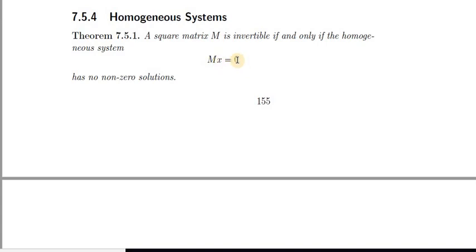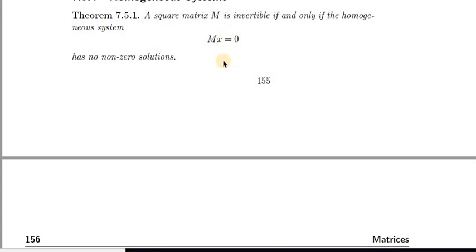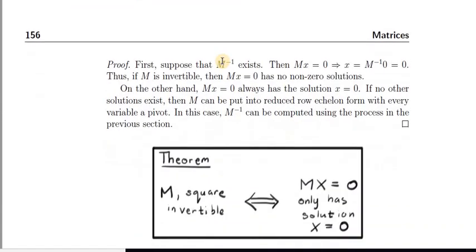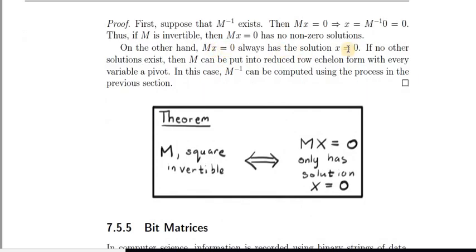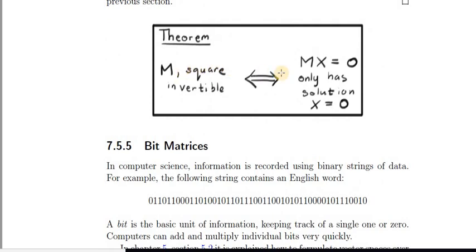So if M is invertible, then it can be shown right away that the solution to this system must be x equals 0. Now, in fact, you can go the other way: if the only solution of Mx equals 0 is x equals 0, then when you row reduce, you actually get the identity, which means that M has an inverse. So here's the result. M is square and invertible if and only if Mx equals 0 has only the solution x equals 0. So in other words, Mx equals 0 only has the trivial solution.